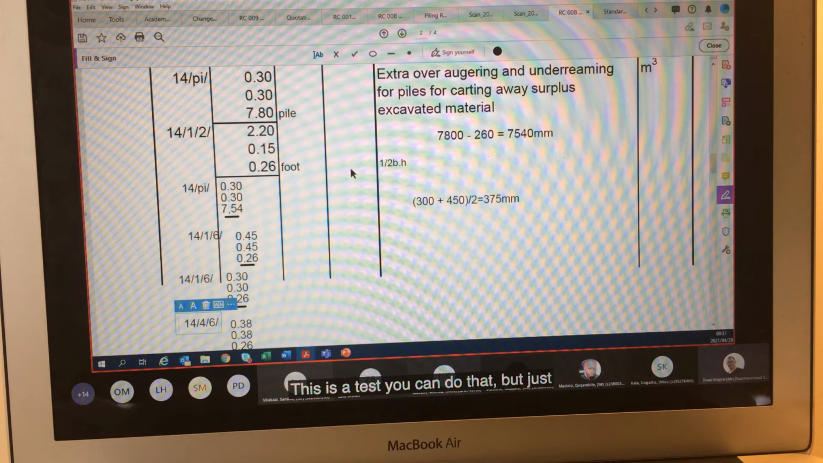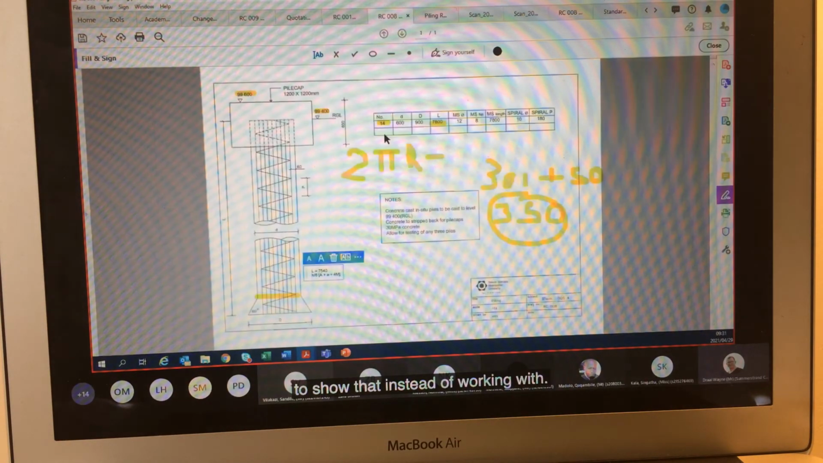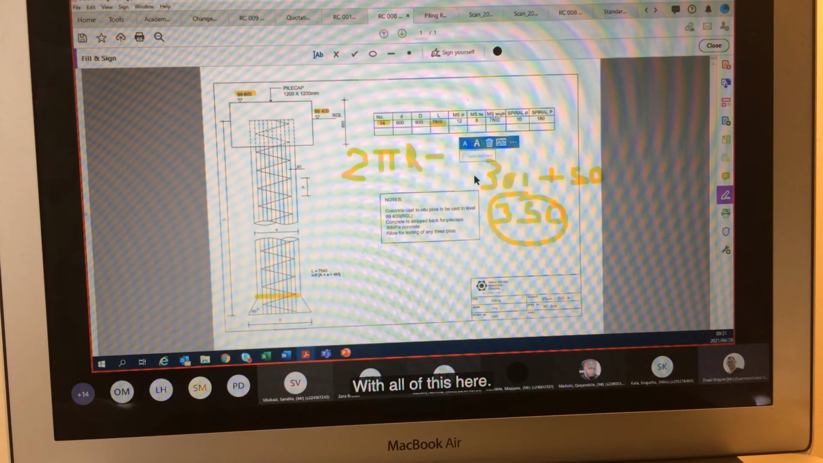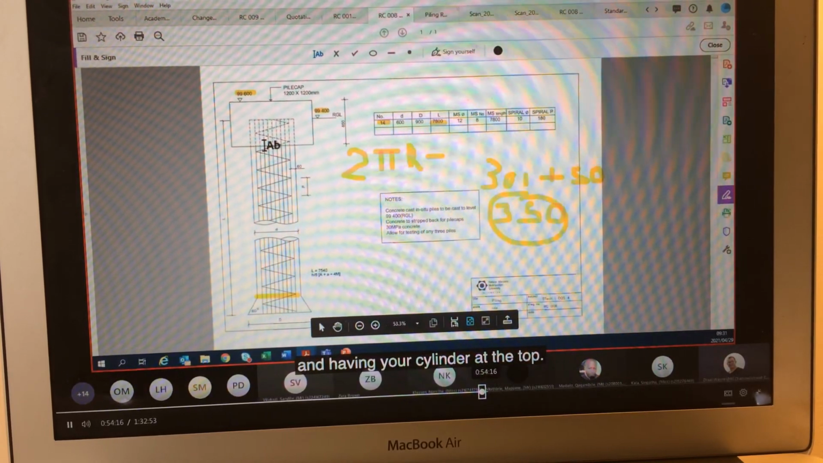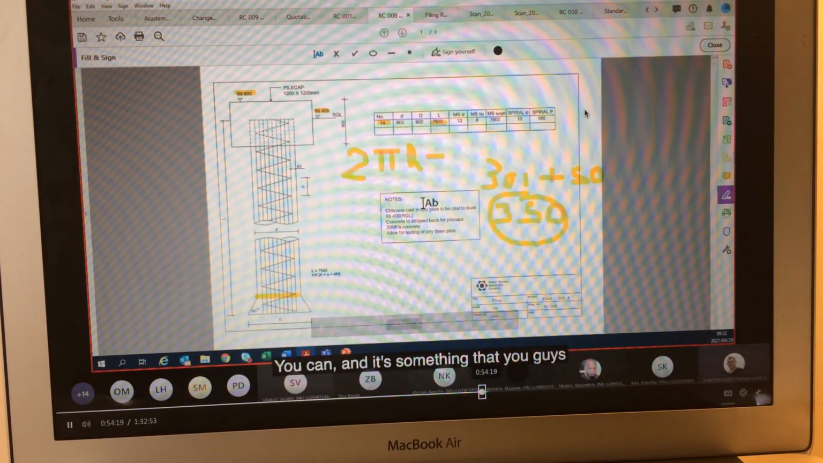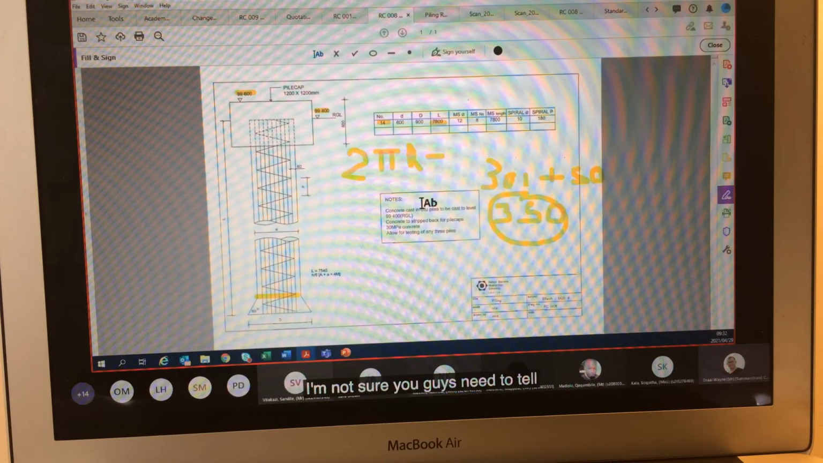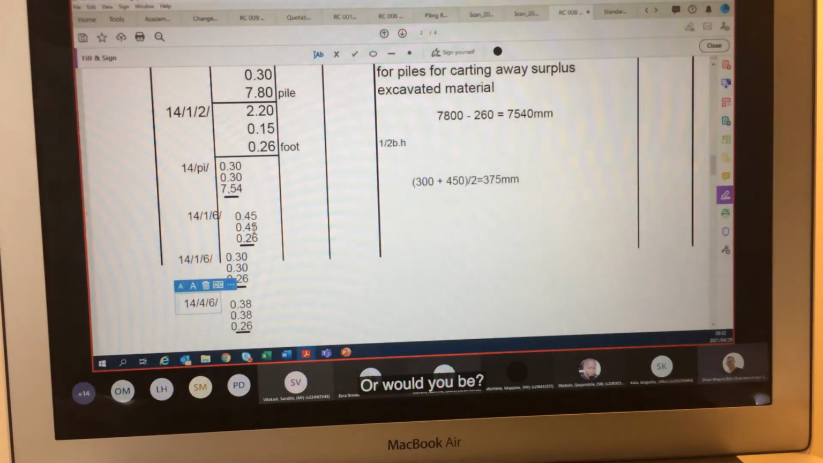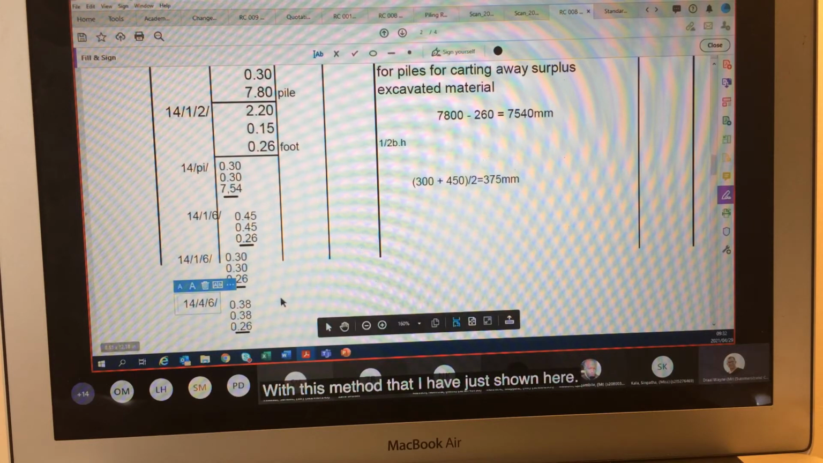Just as a test, you can do that, but just to show that instead of working with all of this here, you can, by creating a trapezoidal shape and having your cylinder at the top, use something that you guys, I would suppose, are a bit more familiar with. I'm not sure. You guys need to tell me, do you prefer the first method, or would you be okay working with this method that I have just shown over here?